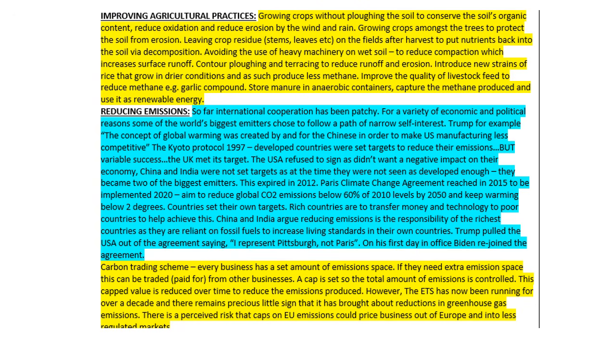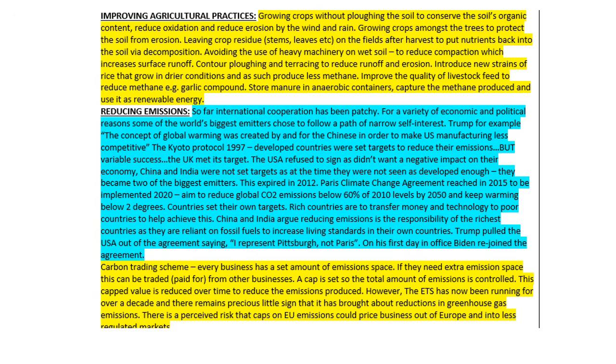And then you've got reducing emissions through international agreements. So it's been quite patchy international cooperation and success. It all started with the Kyoto Protocol in 1997, where all industrialised countries were set targets to reduce their emissions. However, America, who was obviously a major emitter, refused to sign, not wanting a negative impact on their economy. China and India were not set targets because they were not seen as industrialised at the time and went on to become 2 huge emitters.